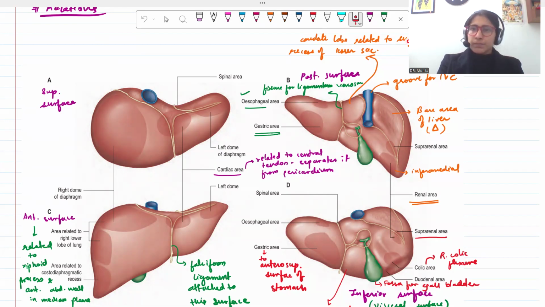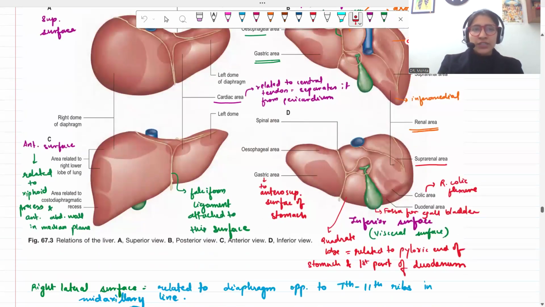Good. Now, coming to the anterior surface, you can see the anterior surface is also related to the same three things: right dome of liver, left dome of liver, and the cardiac area, that means the central tendon. And on the right side, it is also related to the lungs, the right lung and right pleura, and the costodiaphragmatic recess of the pleura, and the ribs also.